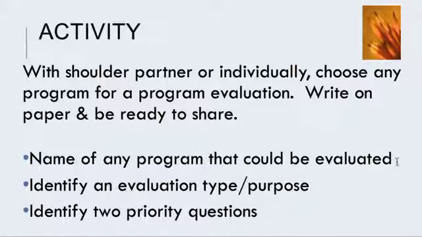and then identify the evaluation type or purpose of that evaluation, and identify 2 priority questions that would go along with that evaluation of this particular type of program that you're thinking about doing an evaluation on. And again, you can use menus 5.1 and 5.2 to complete this activity.